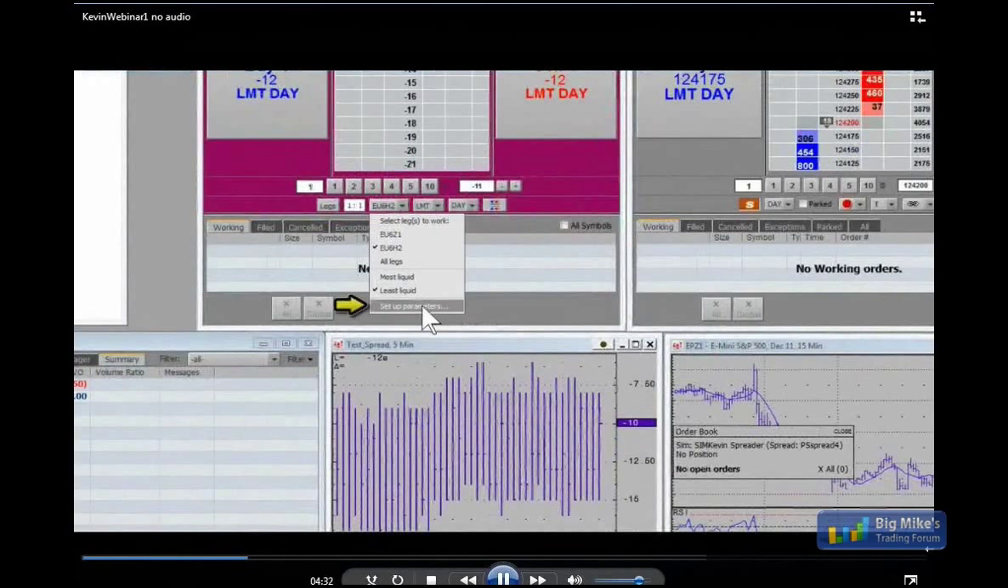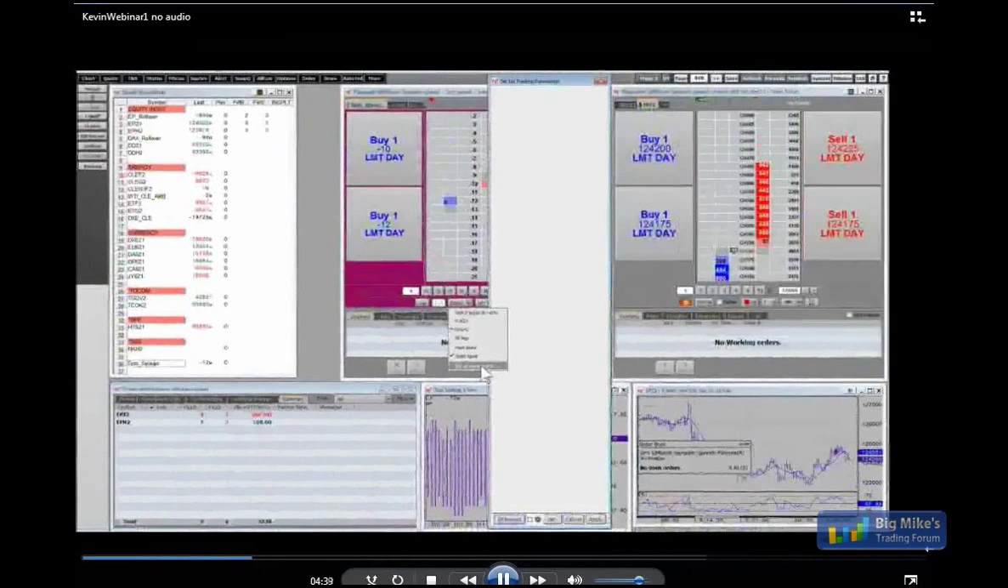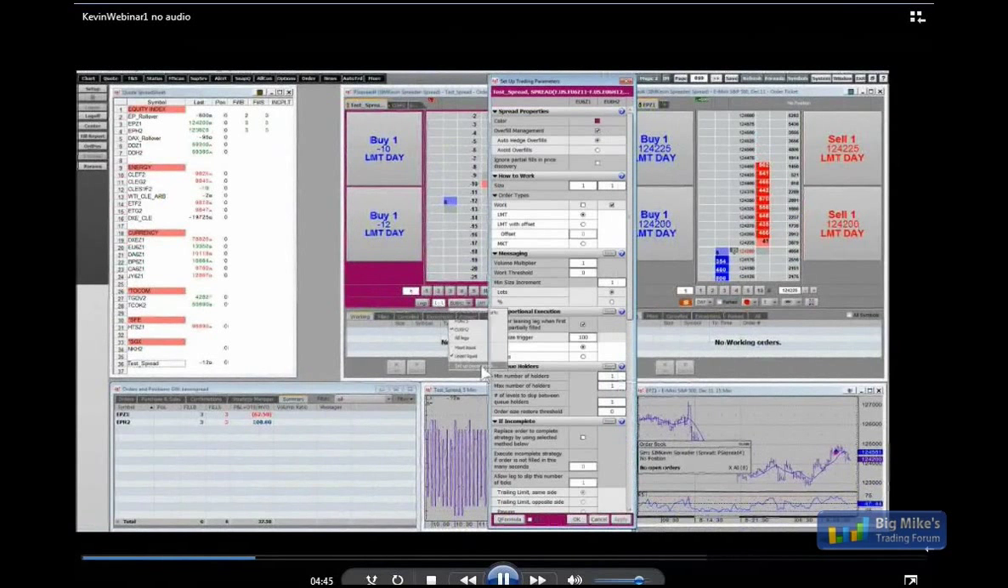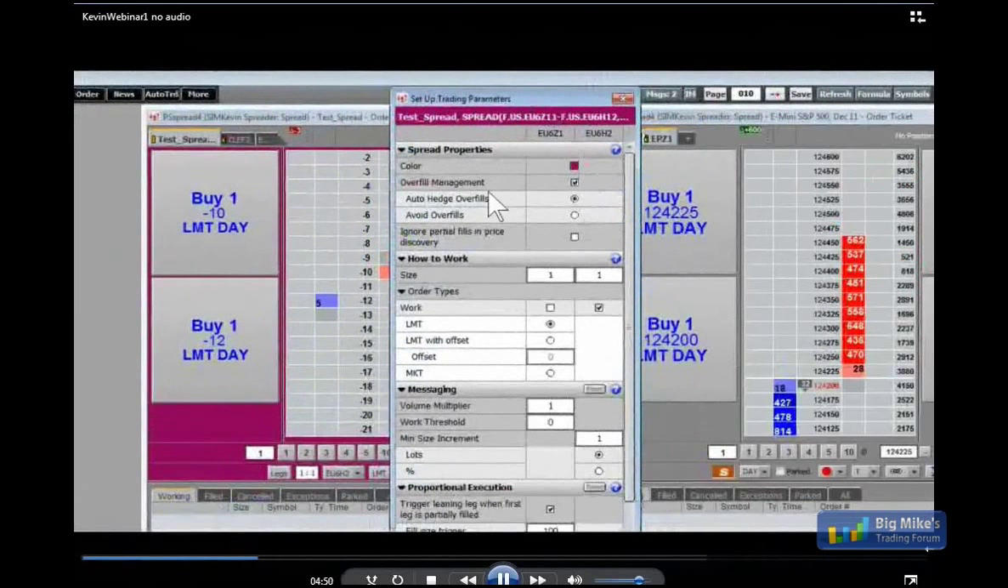From here, we're going to take a look at the parameters that will be within this spread function. This opens up the setup trading parameters, which will allow us to configure the aspects of this synthetic spread, including any overfill management, being able to auto-hedge any overfills or avoid overfills, how the spread balancing legs will actually be calculated, whether you want to choose the current market price or any average price you've built into.